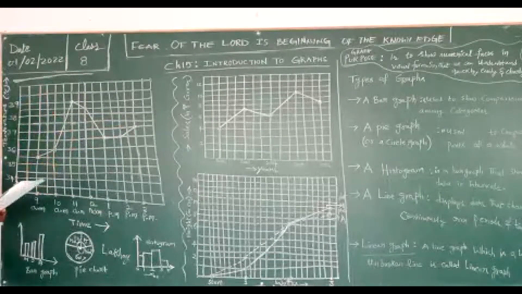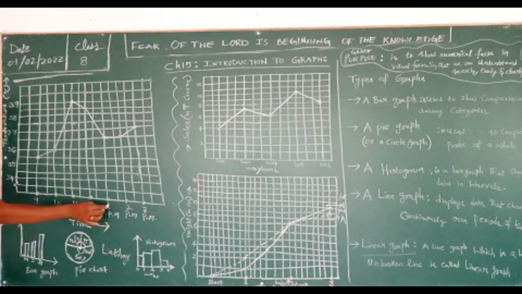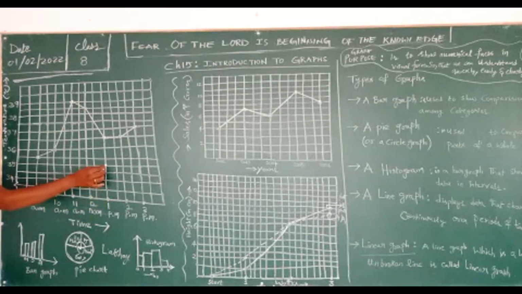So now, by observing or reading this graph, you need to answer the questions. The first question is: what was the patient's temperature at 1 p.m.? Here 1 p.m. is there. What is the temperature of the patient?